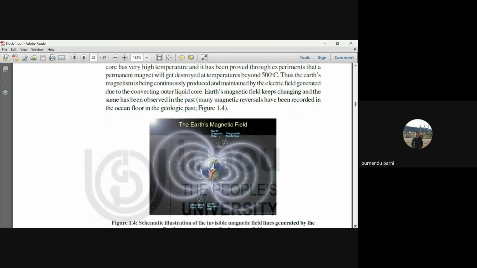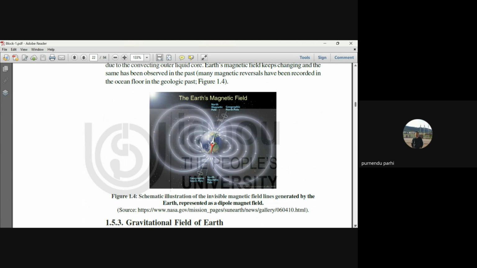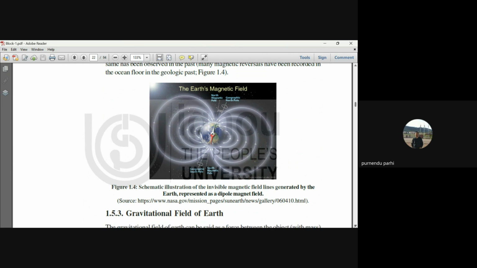So here it is in the diagram. It is a schematic illustration of the invisible magnetic field lines generated by Earth, represented as a dipole magnetic field. You can see this in figure number 1.4.